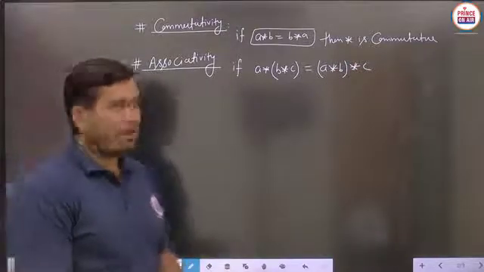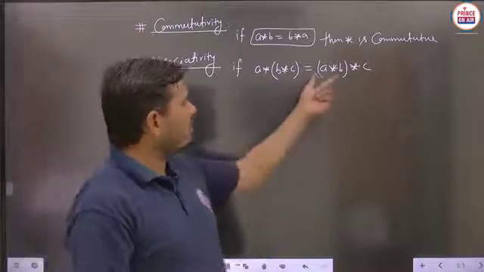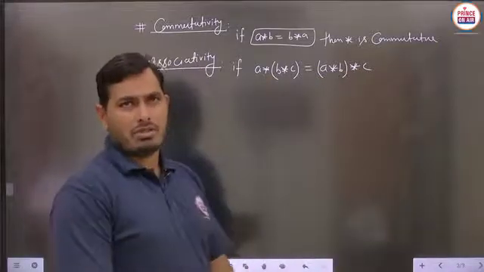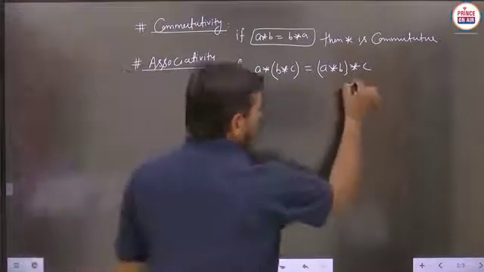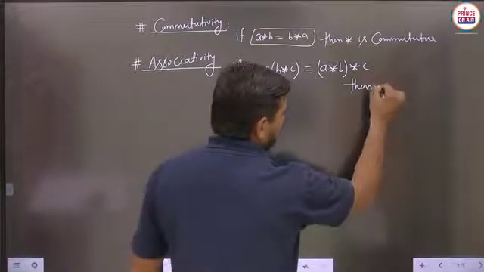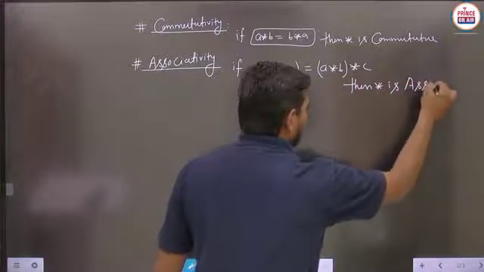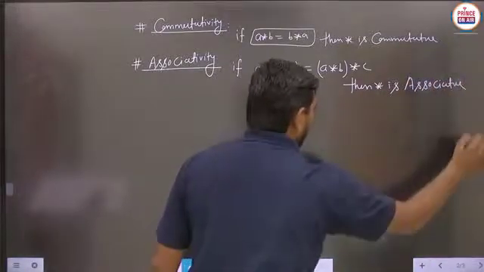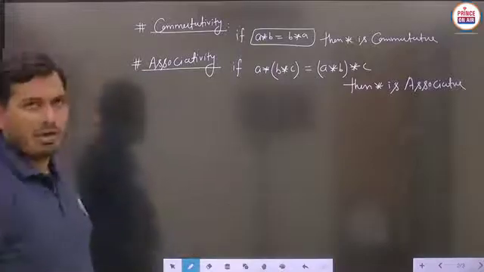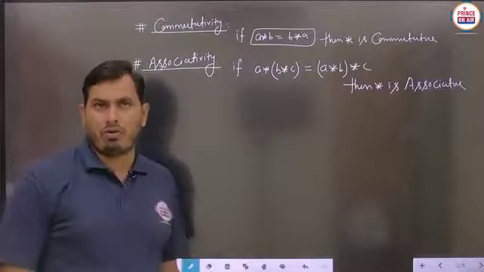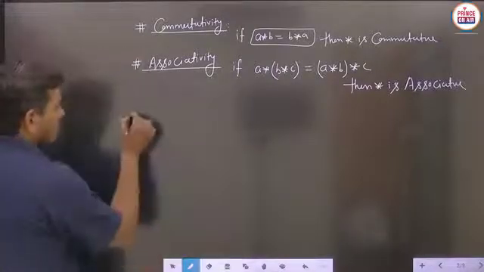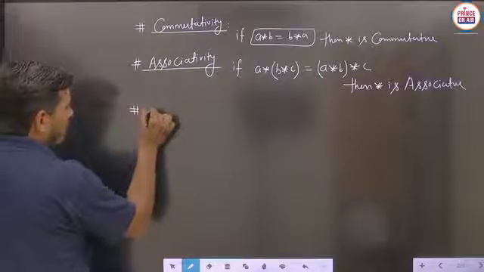Is it to be clear? So A star, B star, C is to be obtained as A star, B star, C equals to, then star is said to be associative. Is it to be clear? So these are some very important properties we have to check: whether the given star is commutative or not, associative or not. Similarly, the next part is the identity element.